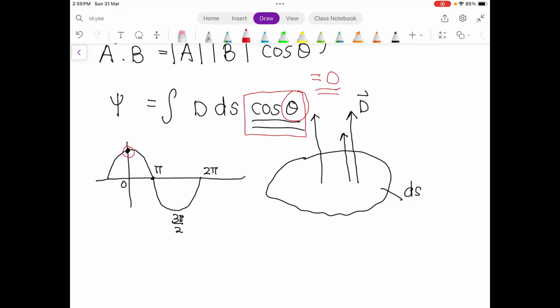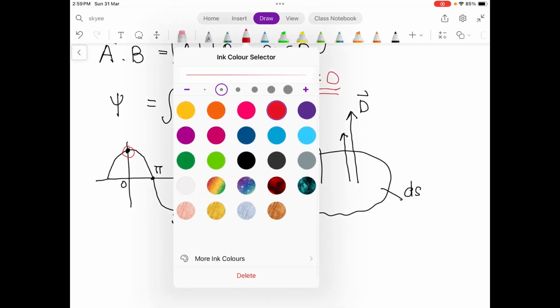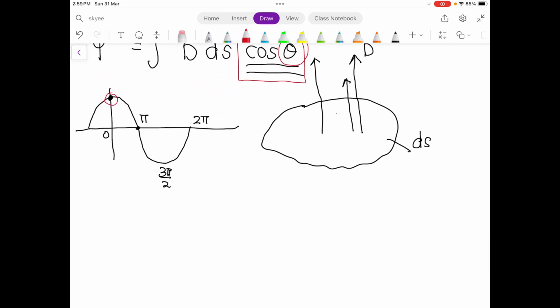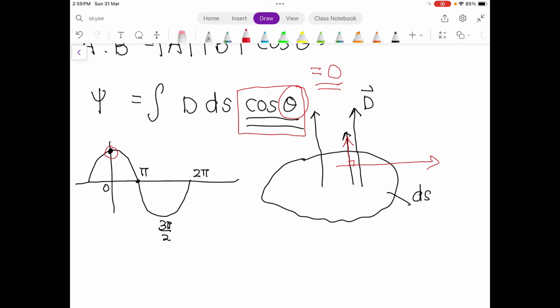But when your flux is in this direction, for example, this is the other case. If your flux is in horizontal directions, and your surface is in these directions, you have an angle difference of 90 degrees. This one will be pi over 2, and this one will be pi, right?